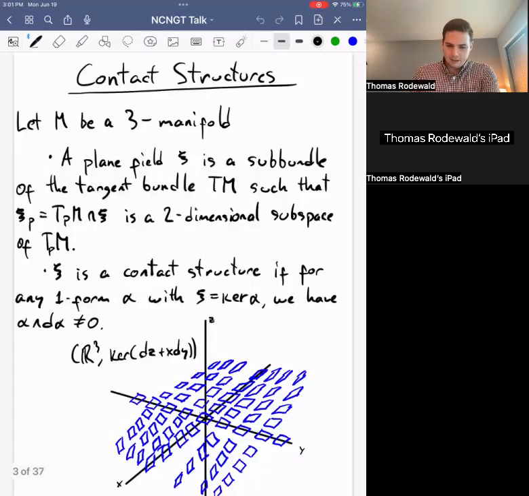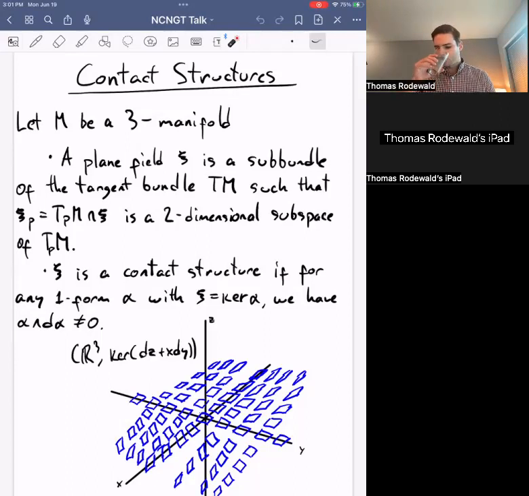A contact structure on a three-manifold is, well, you start with a plane field, which is a subbundle of the tangent bundle, where when you intersect the plane field with the tangent space of M at point p, that's a two-dimensional subspace of T_pM. Your plane field is a contact structure if it's the kernel of some one-form alpha, where alpha wedge d alpha is non-zero, and that alpha can be defined globally or locally.